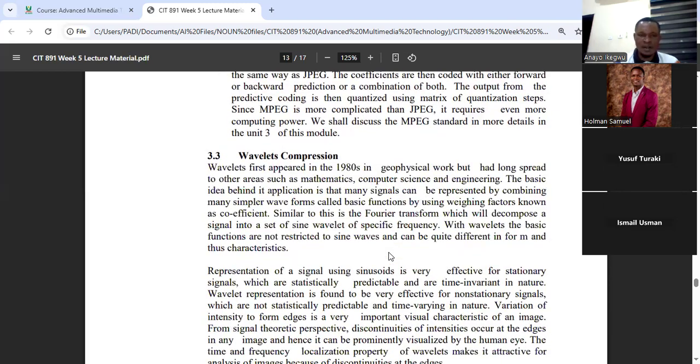The next topic is wavelet compression. It first appeared as early as the 1980s in geophysical work, but has long spread to other areas. The first time wavelet compression appeared was in geophysics. But after that, other disciplines such as computer science, mathematics, and engineering have embraced it.